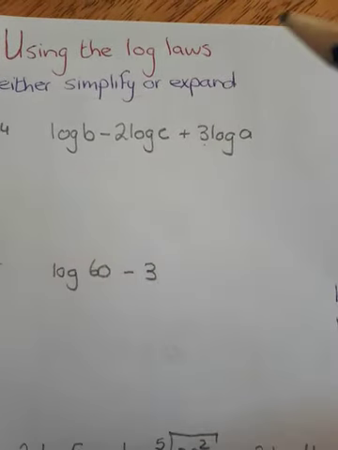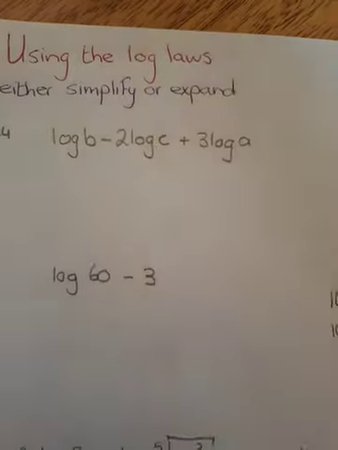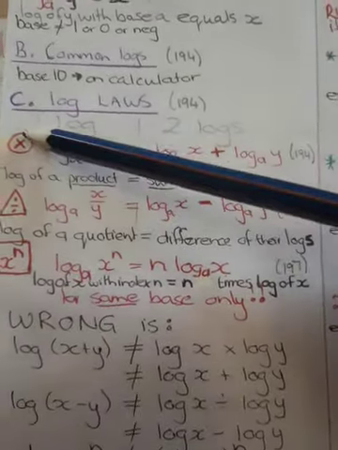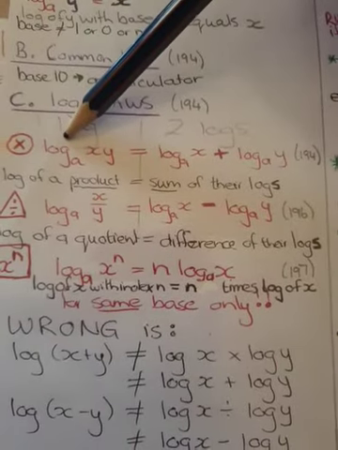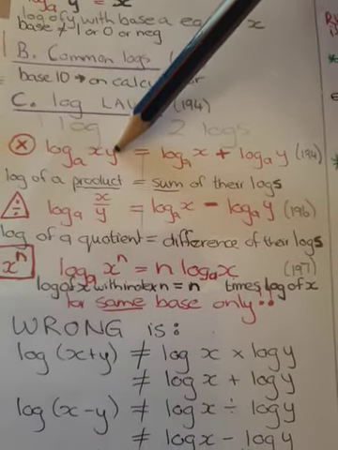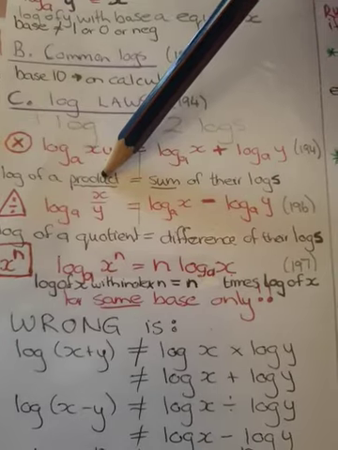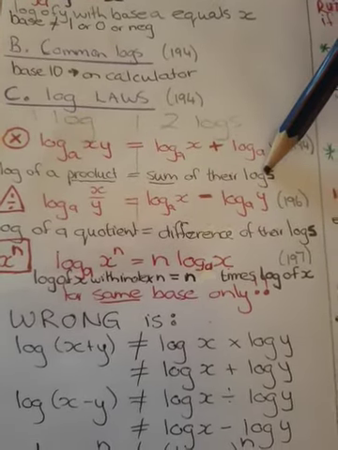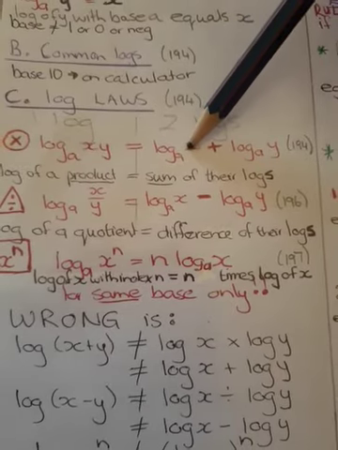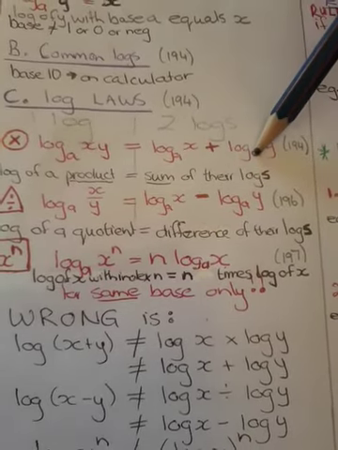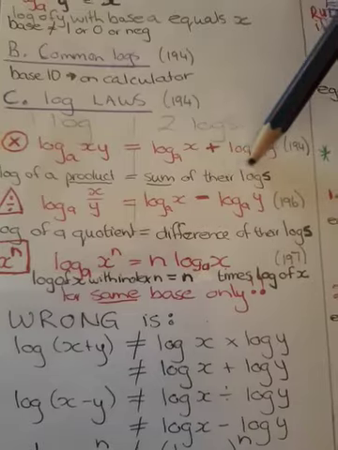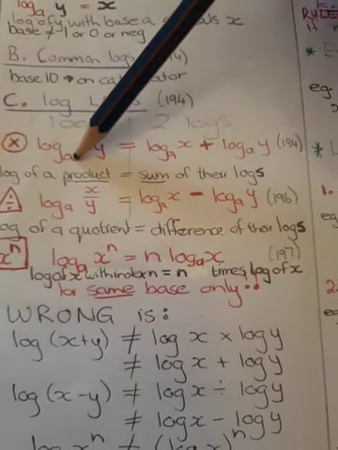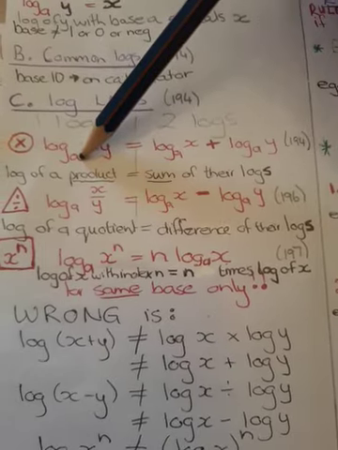So if you know your three basic log laws, let me just go through them again. You got the multiplication law, where the log of x times y, so the product, equals the sum of their logs. Remember that then is log x plus log y. Emphasis is put on the same base. The log laws are only applied when you have the same base.